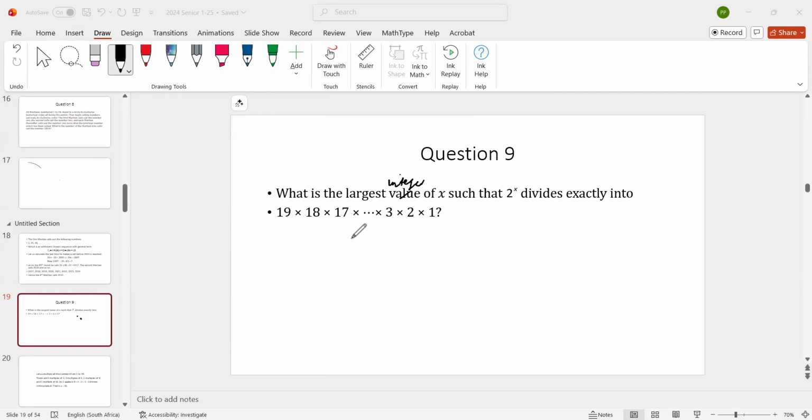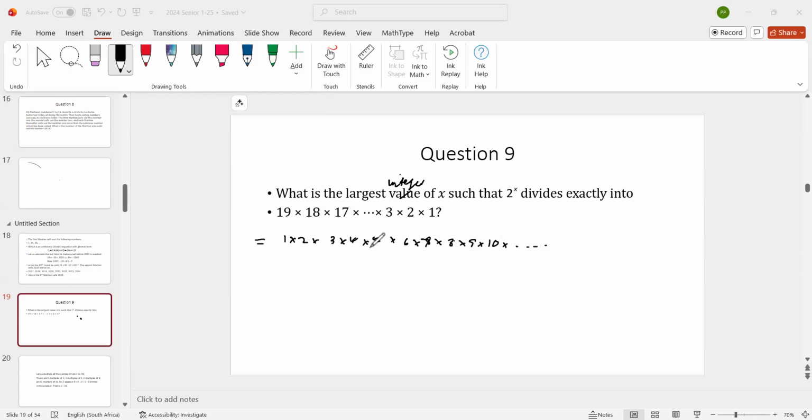Now you've got a product of a lot of things here. So essentially what we need to do is to factorize this and look at the power of 2 in this, so that the largest value of x means that you take out all the 2's and the remaining factor does not have a 2 in it, which means it must be an odd number. So let's rewrite this as 1 times 2 times 3 times 4. I'm going to go as far as I possibly can, times 7 times 8 times 9 times 10, and so on.